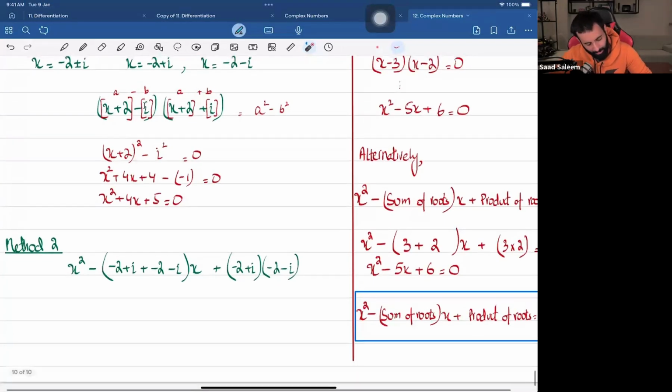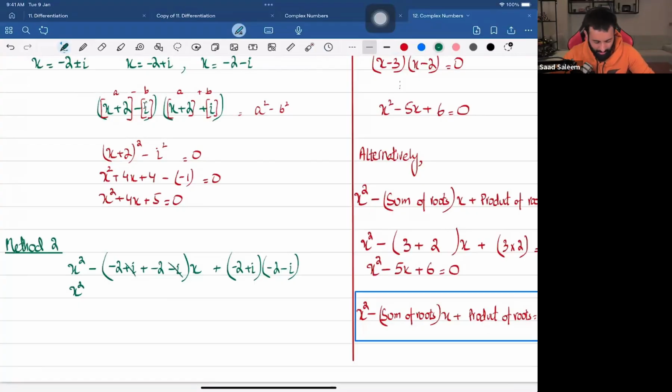Okay. Now, let's simplify this, see what happens. So we have x squared, plus iota minus iota cancels. Minus minus becomes plus, so this becomes minus 4. And then eventually once it gets multiplied by minus outside, it becomes plus 4x.